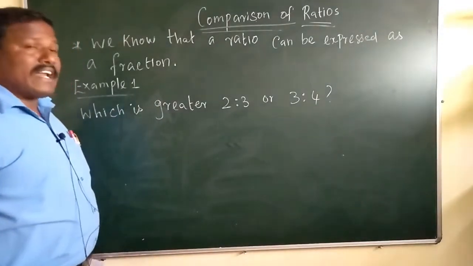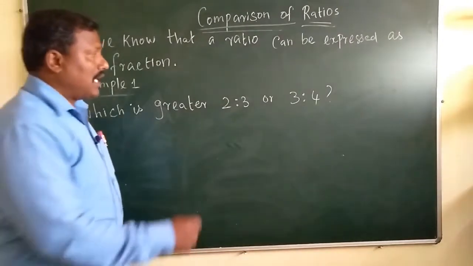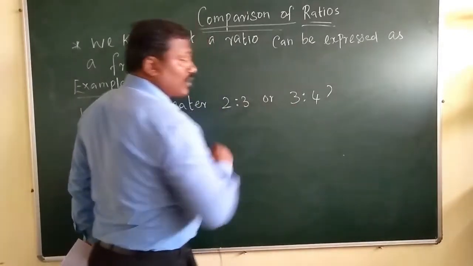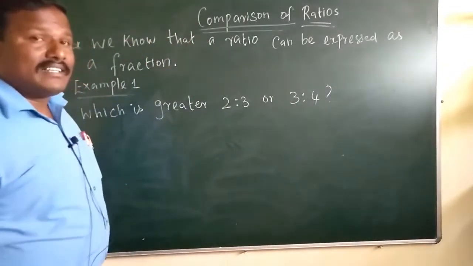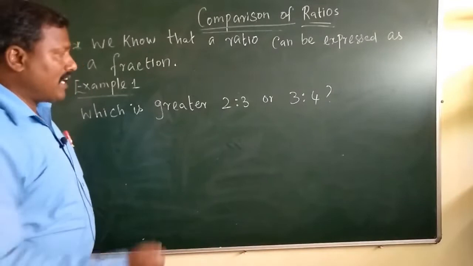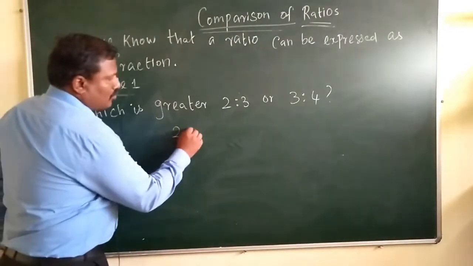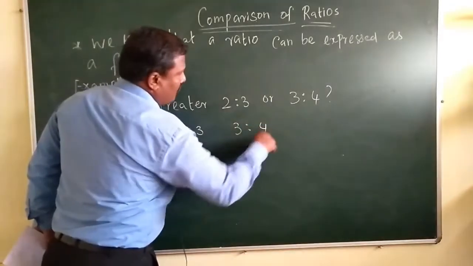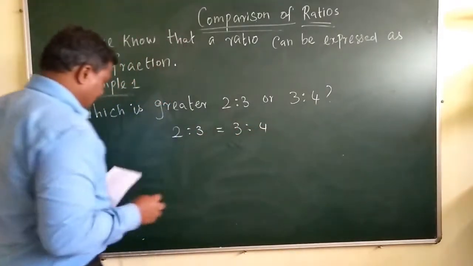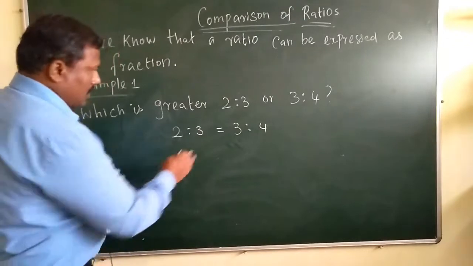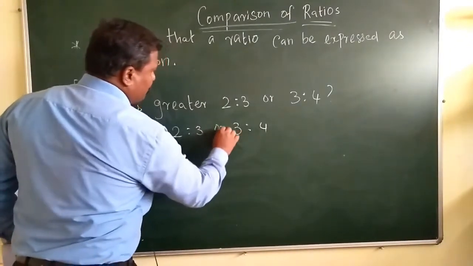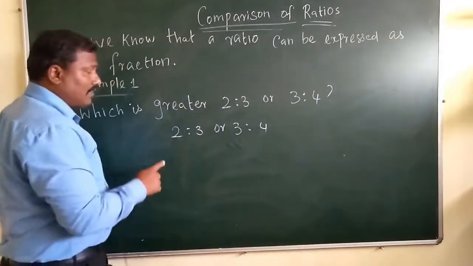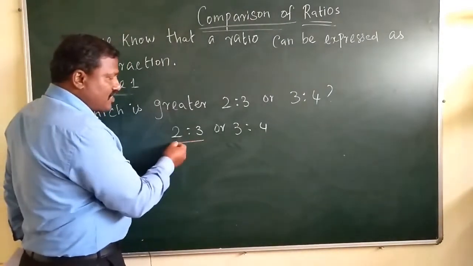First, write the given ratios. Suppose the ratios are 2:3 or 3:4. Which is the greater ratio? So first you write the ratios, 2:3 and 3:4. First you have to multiply, as you know very well, the terms of the ratios.